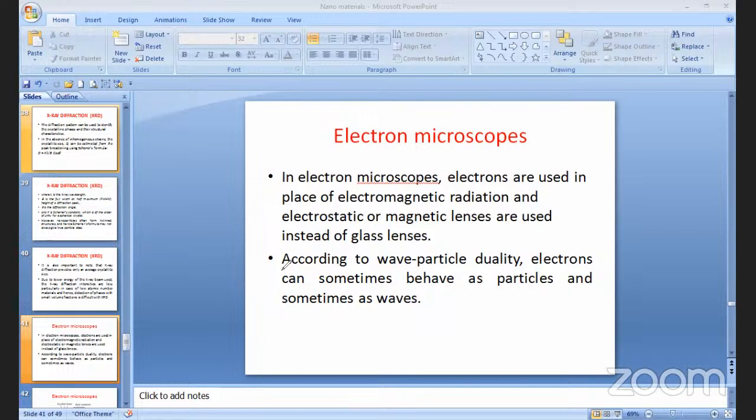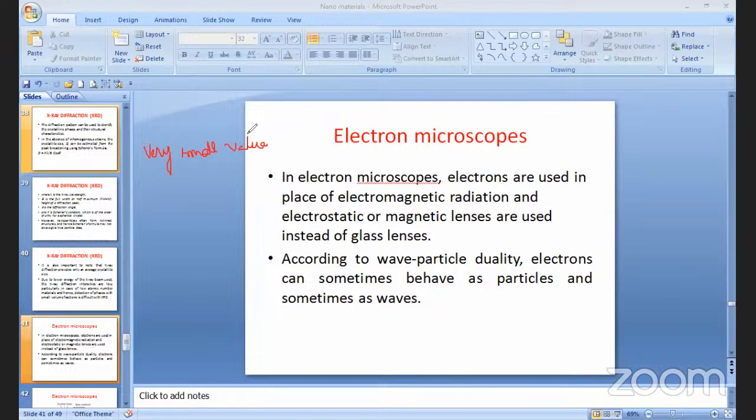The advantage of using electrons is that their wavelength can be tuned to a very small value. So what is the advantage which we have? Why are we using these electrons in place of electromagnetic radiation here? The advantage is that their wavelength can be tuned to a very small value. So that means whichever wavelength we have, it can be tuned to a small value. That is the main advantage which we have by using these electrons here.